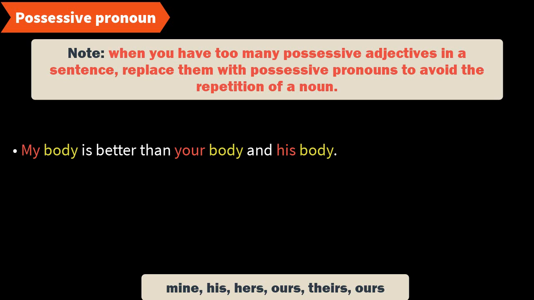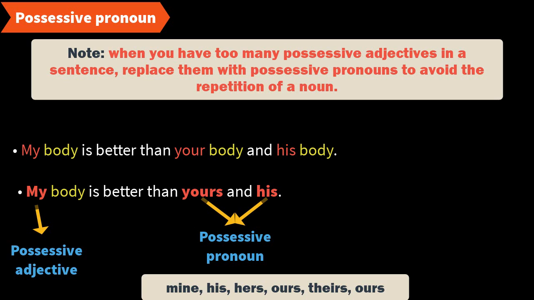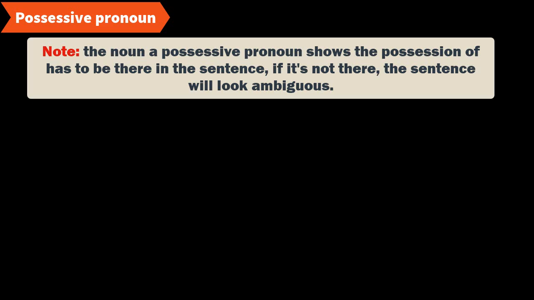So what am I going to do? I'm going to replace these possessive adjectives with possessive pronouns. Not all of them. Apart from the first one, I'll replace the rest of them. So I'll simply say my body is better than yours and his. When I say yours, I mean the body that belongs to you. When I say his, I mean the noun that belongs to him. That is body. Your body and his body. Alright?